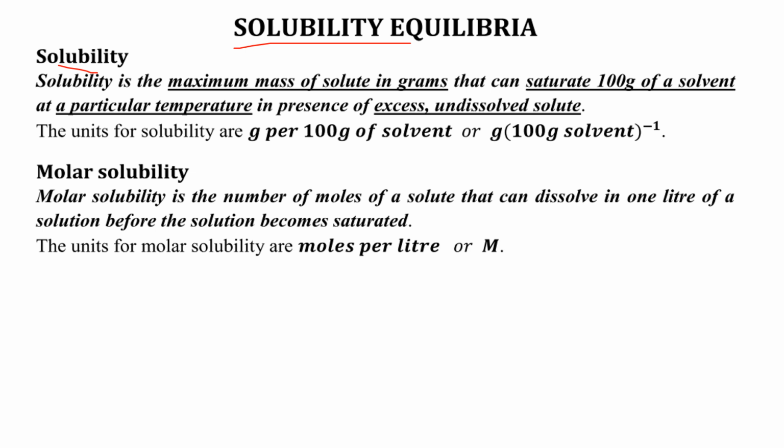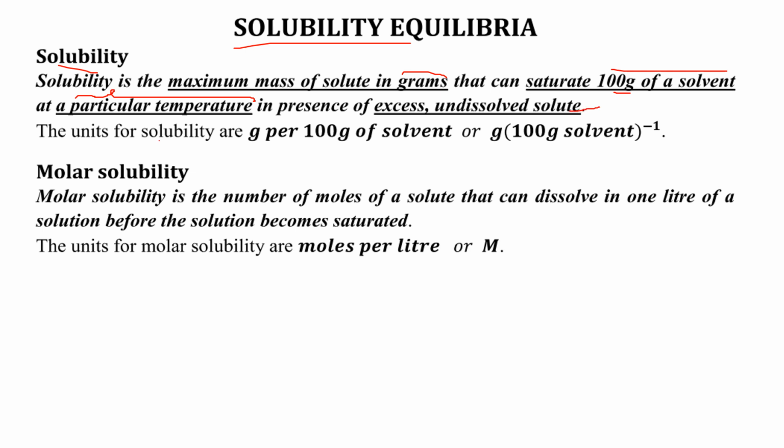So solubility is going to be the maximum mass of a solid, but this mass must be in grams, that can dissolve in 100 grams of a solvent at a particular temperature. And this is the condition. When you're defining something under equilibrium, make sure that you include the condition. So mass of a solid in grams that can dissolve in 100 grams of a solvent at a particular temperature, but it's done in the presence of excess or undissolved solid.